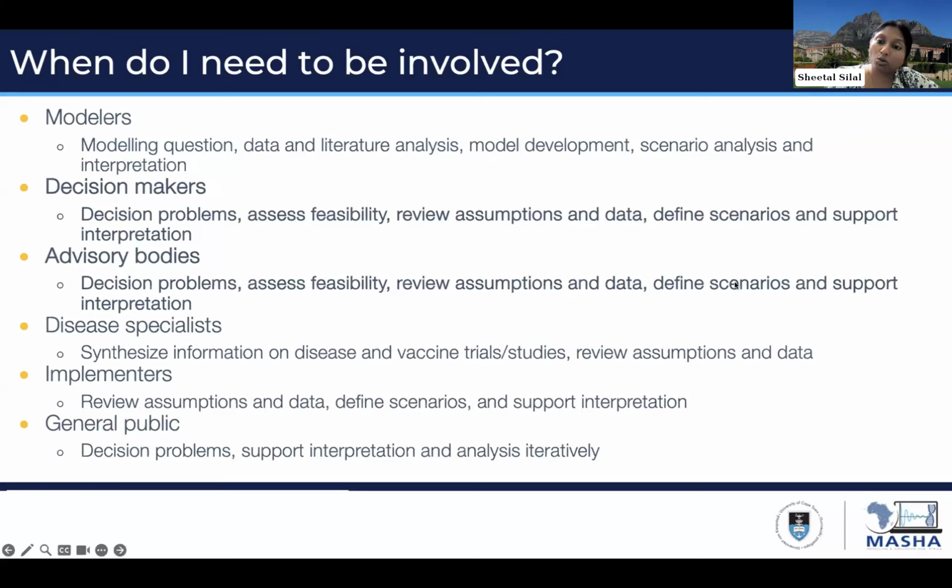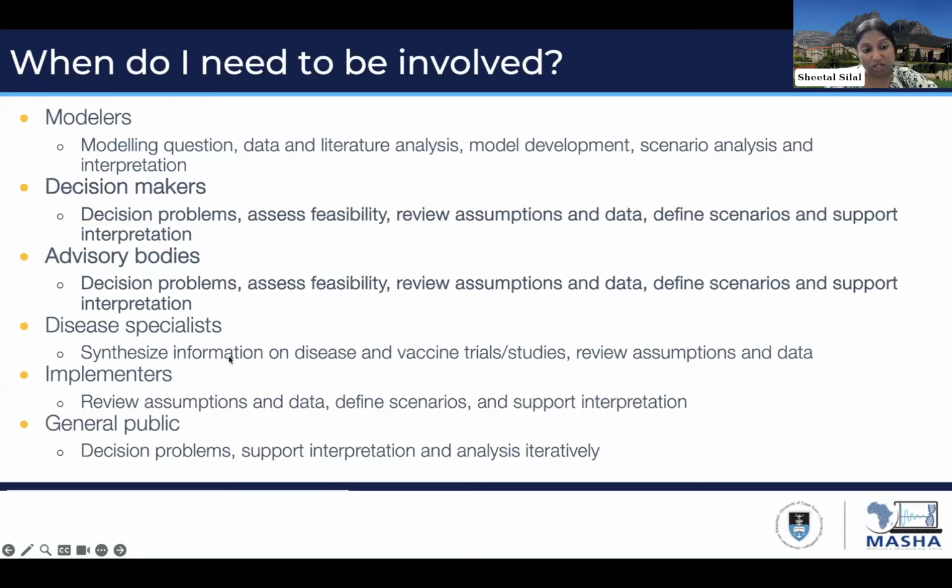But you also, along with the modelers, need to be a part of the scenario analysis to define these scenarios. What is the range of scenarios or options I want the model to explore so that I can form a set of recommendations to take through to my Ministry of Health? And of course, support interpretation as well.